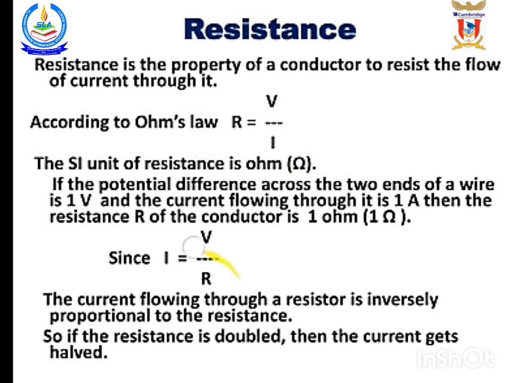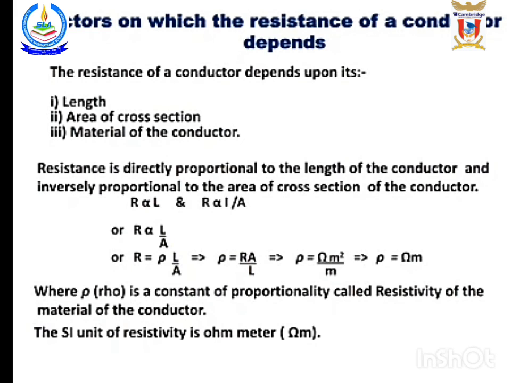Current and resistance are inversely proportional to each other. The last one is resistance is equal to rho L upon A, or rho is equal to R A by L, and the unit of resistivity is ohm meter. The meaning of rho is resistivity. The SI unit of resistivity is ohm meter. So let us discuss the numericals.